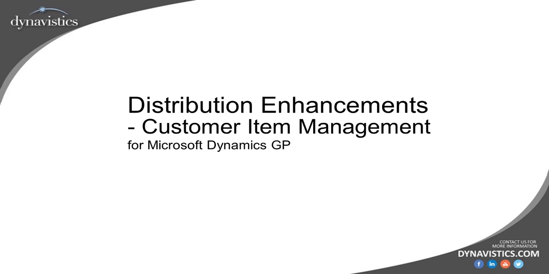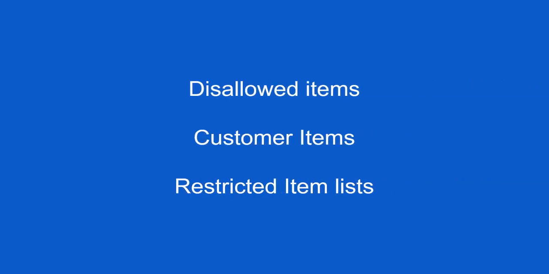The Distribution Enhancements module is effectively a toolbox that contains several new areas of functionality to improve the effectiveness of your inventory control and sales transaction processing. These cover margin and part shipment control, inventory allocation management, barcode management, and enhancements to sales batches and the stock take process. In this video, however, we're concentrating on three topics that control what inventory items customers can and cannot buy. These are disallowed items, customer-specific items, and restricted item lists.